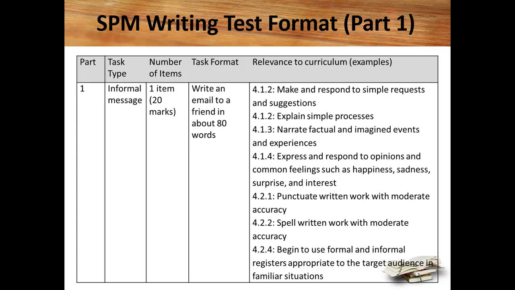Okay, next one. All right, here is the simple briefing on the SPM writing test format for part 1. Okay, the task type is informal message. Number of items means number of questions. So I mentioned it earlier, we have only one question. Like it or not, you have to write based on that question. 20 marks for this particular task. The task format is you have to write an email to a friend in about 80 words.